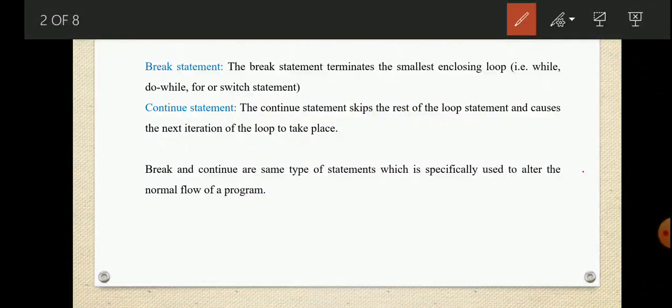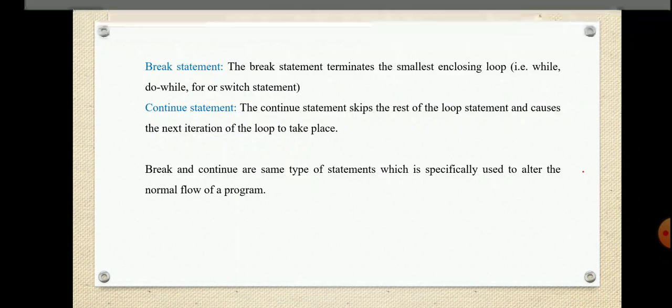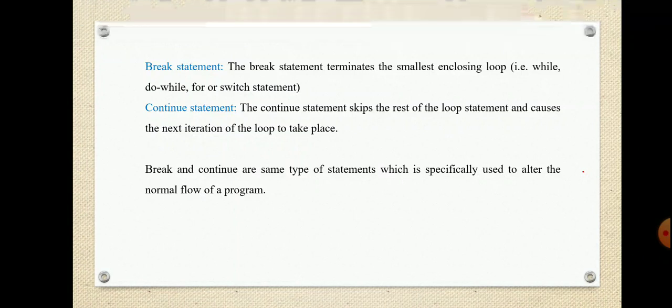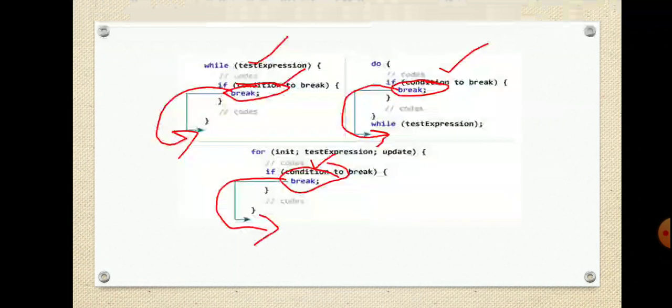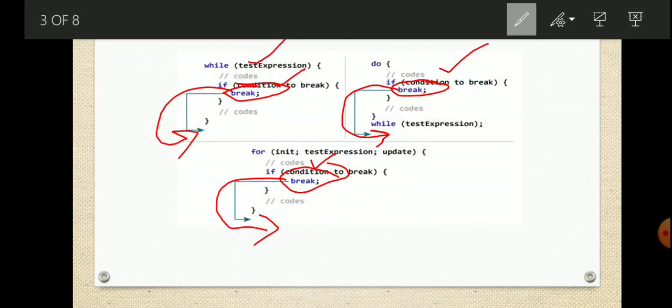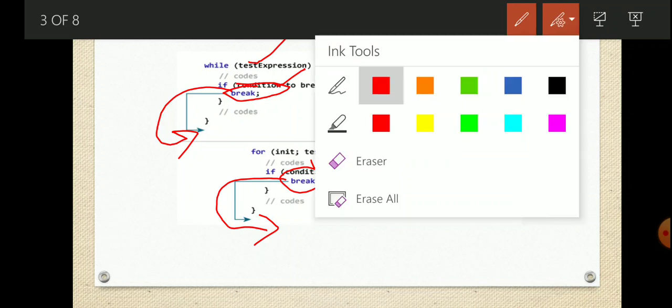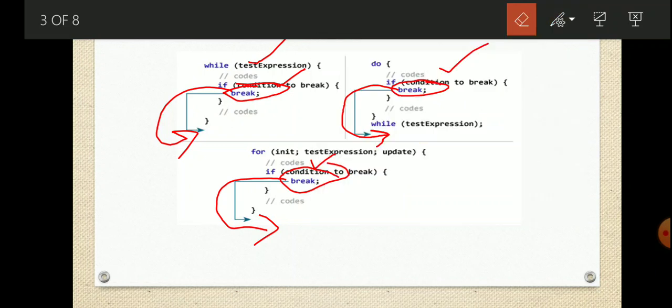The continue statement skips the rest of the loop statements and causes the next iteration of the loop to take place. In case of continue, whenever we encounter the continue statement, we skip the rest and go for the next iteration. So break and continue are the same kind of statements, which are specifically used to alter the normal flow of the program. To alter the normal flow, we are using continue and break.